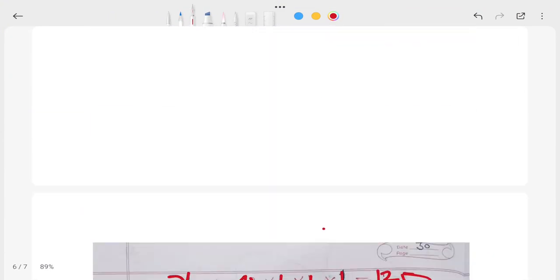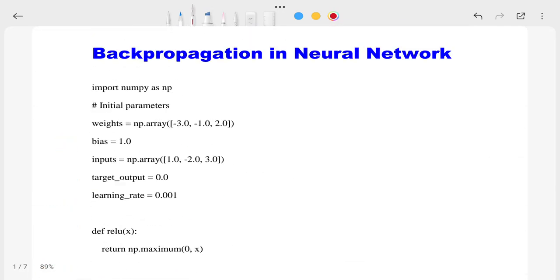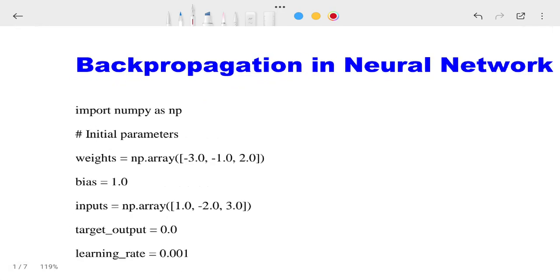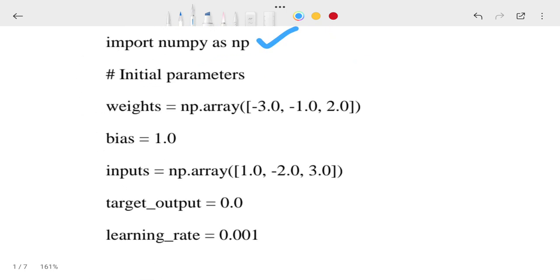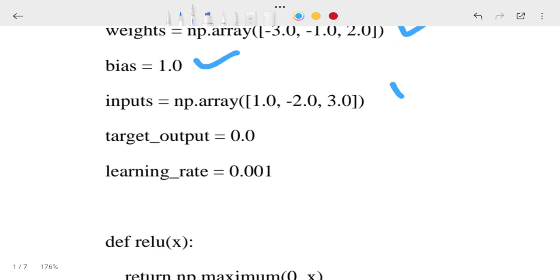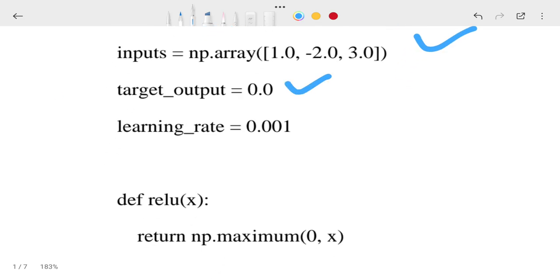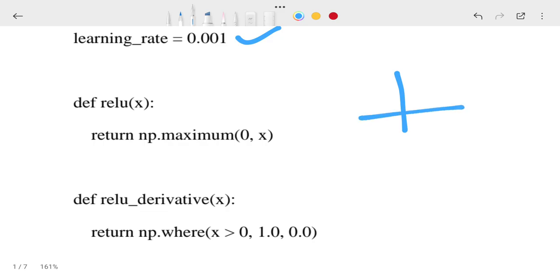Now see here, I will go back. Now, how is the code working? At first I have written import numpy as np. After that I have written the same weights: minus 3.0, minus 1.0, 2.0. My bias is equal to 1. My inputs are 1.0, minus 2.0, 3.0, same. My target is 0. My learning rate, meaning step size, is 0.01. My ReLU. What is the meaning of ReLU?